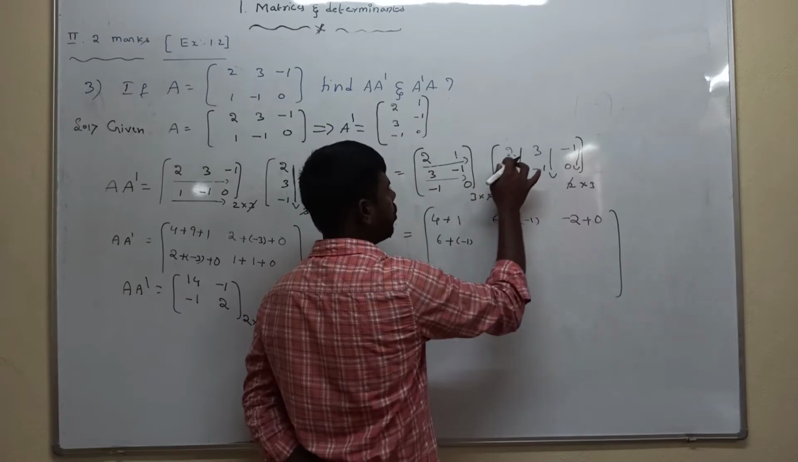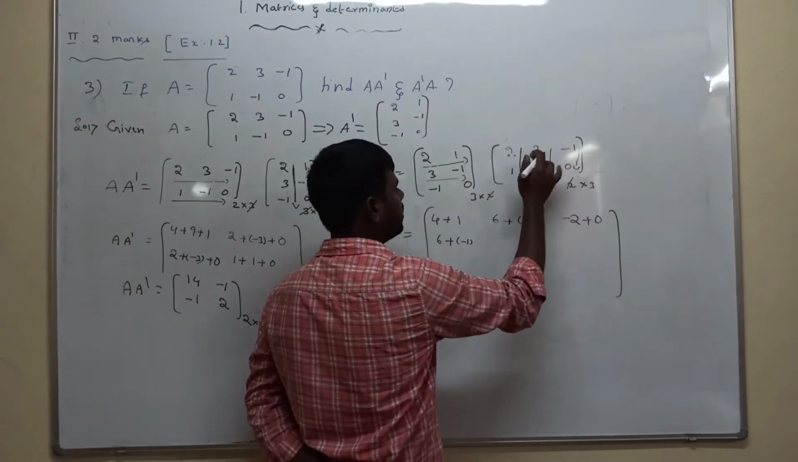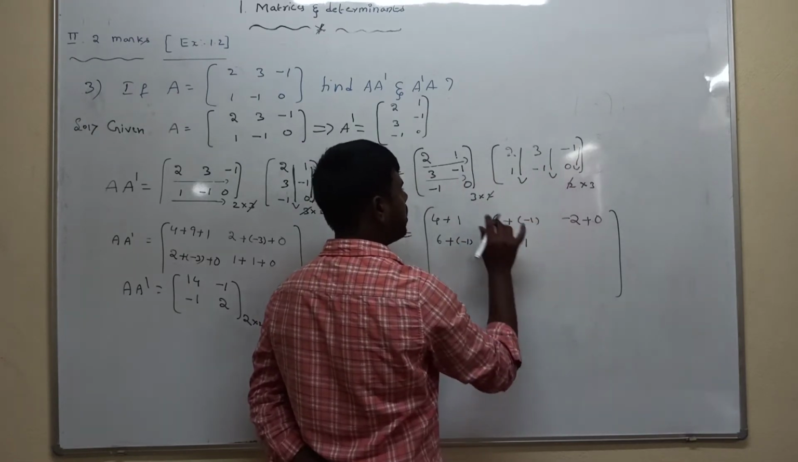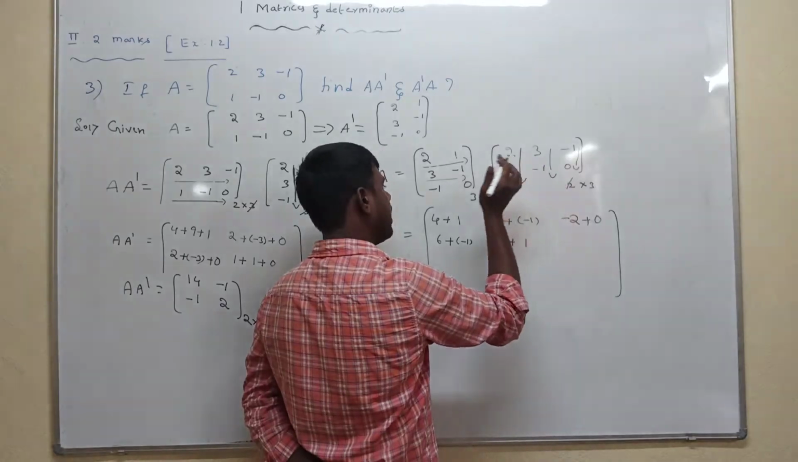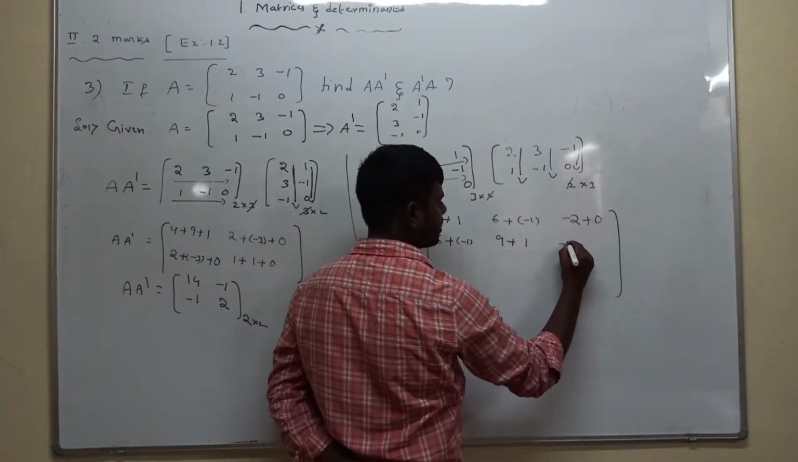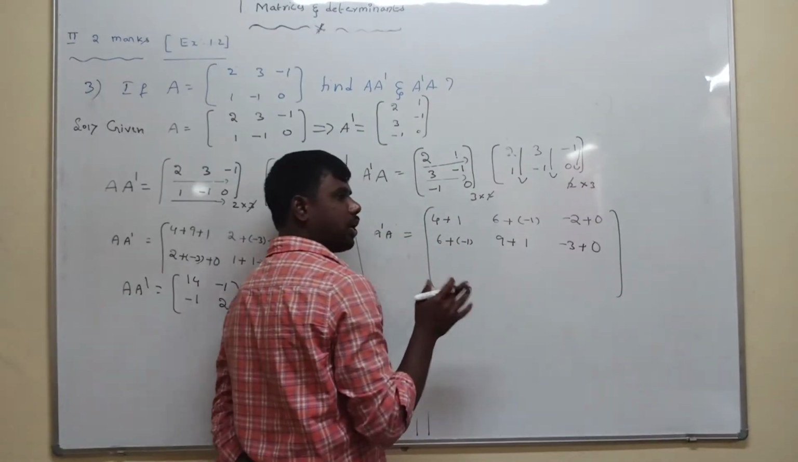So first second row, first column is over. Next, second row, second column. 3 threes are 9 plus minus 1 into minus 1 is plus 1. Second row, second column is over. Next, second row, third column. 3 into minus 1, that value is minus 3, plus minus 1 into 0, 0. So second row is over.